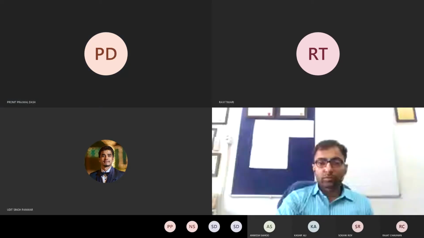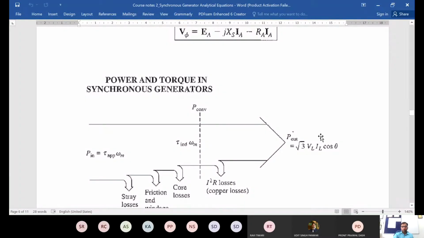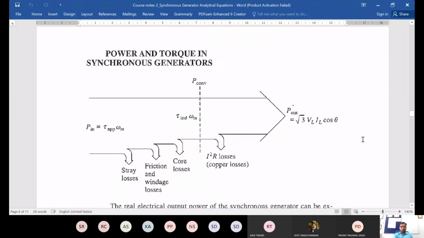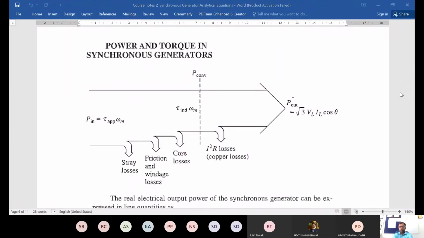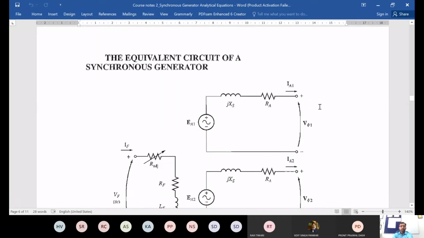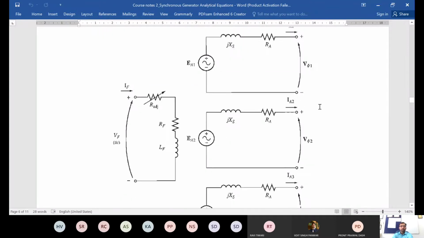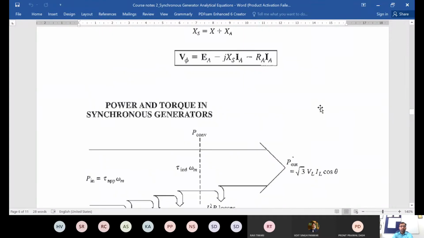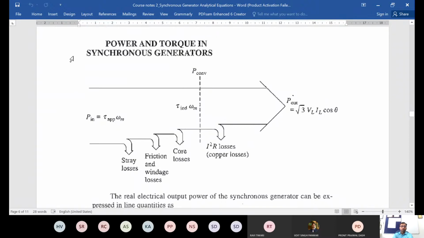So we were discussing in the last class this power generated in the synchronous generators, and we looked at the analytical equation for this, and we looked at the equivalent circuit also, the magnetization curve equivalent circuit, and then we discussed the power flow in the synchronous generator. So coming from the input mechanical power, what all steps are there and how it gets converted.